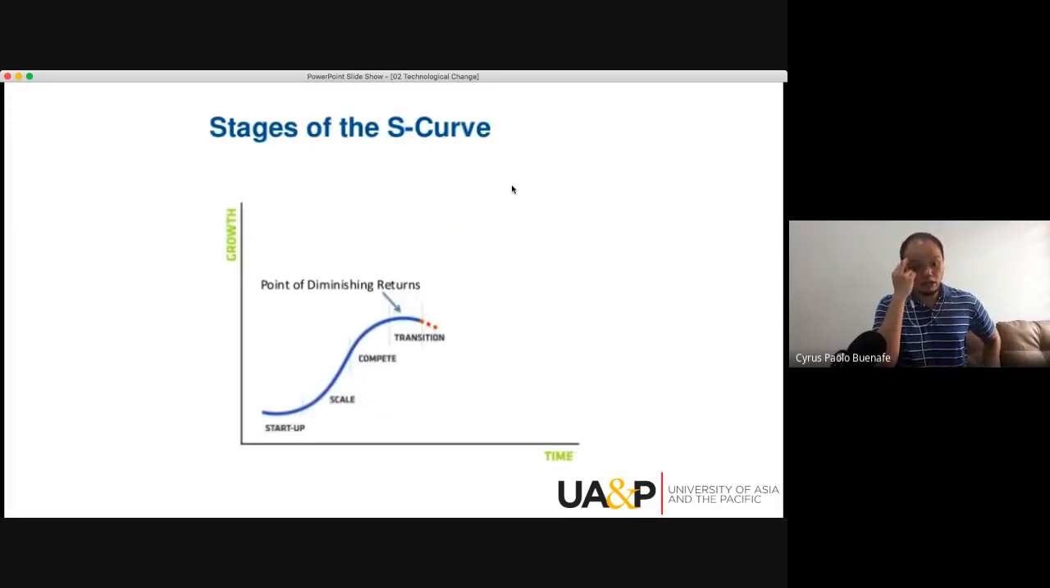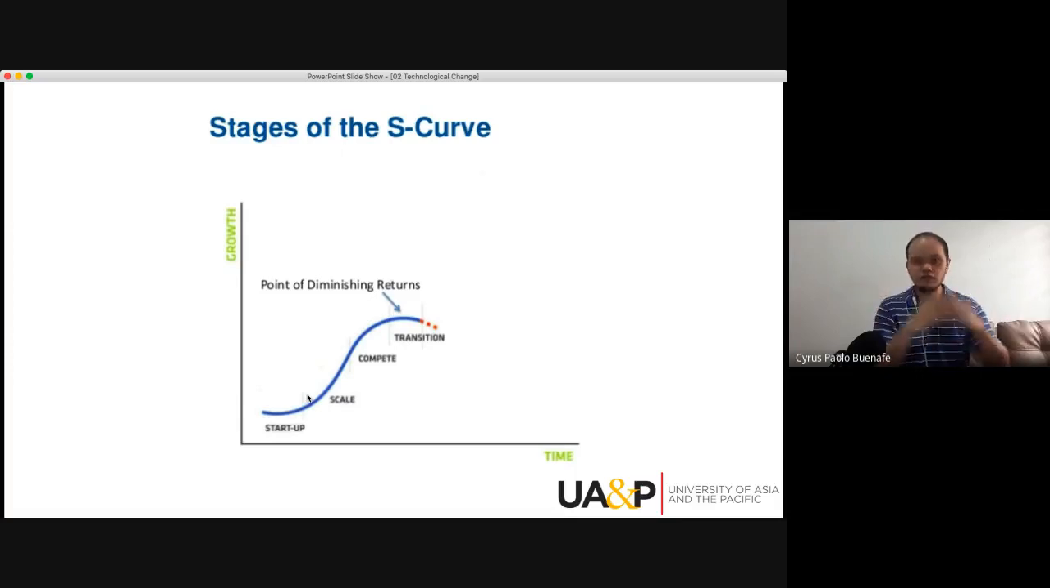Now you can look at this from the point of view of stages. So the S curve can have stages. At the start, you call that your startup. Improvements are slow. You're really doing startup. But there will come a point wherein things start to accelerate already. So that's your scale portion. Growth is possible. It's rapid.